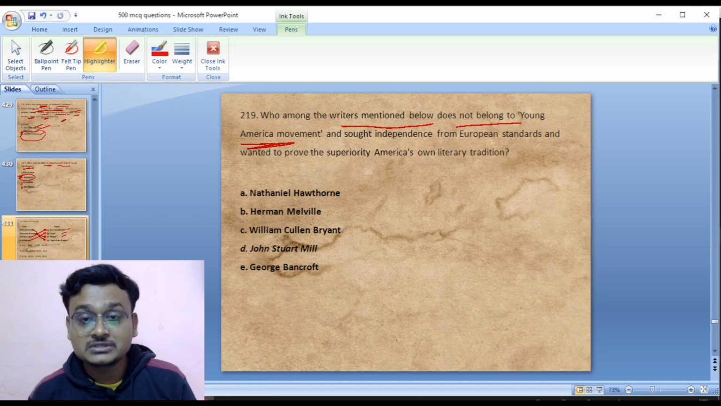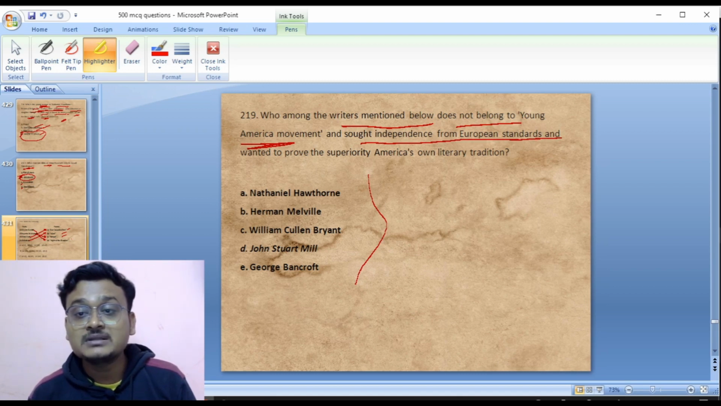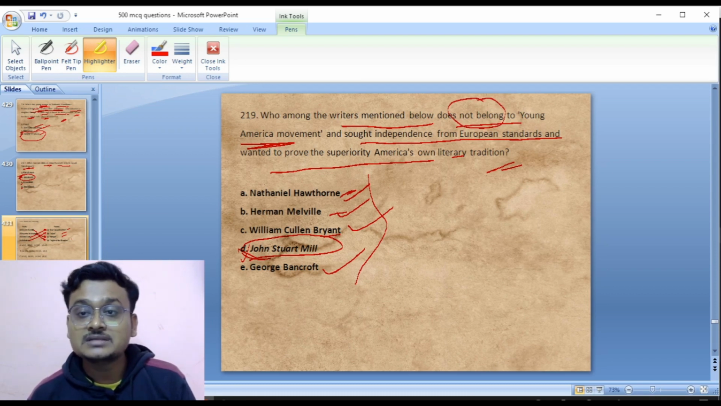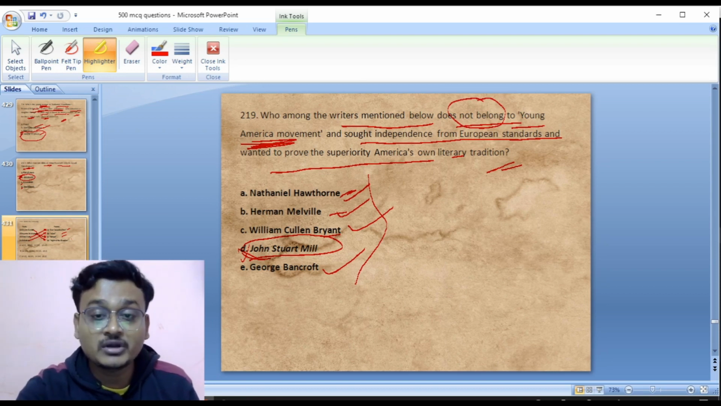Who among those writers does not belong to the young American movement, which sought independence from European standards and wanted to prove the superiority of Americans' own literary tradition? Hawthorne belongs, Melville belongs, William Cullen Bryant belongs, George Bancroft belongs, but John Stuart Mill does not belong. So John Stuart Mill is the right answer.